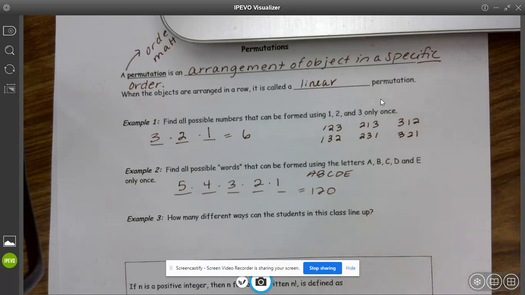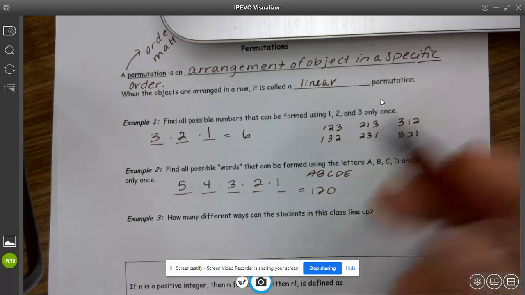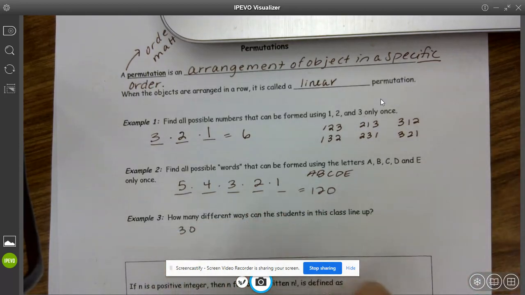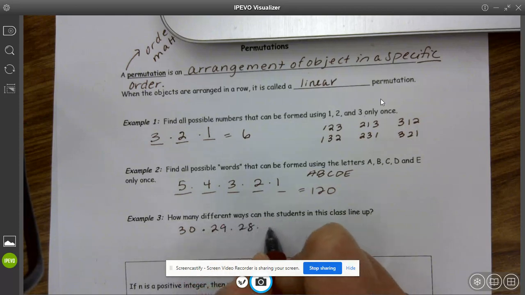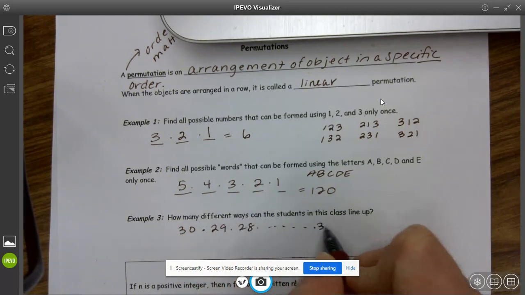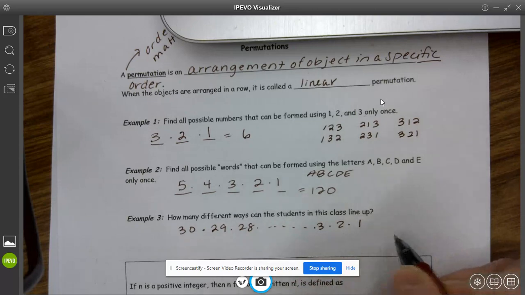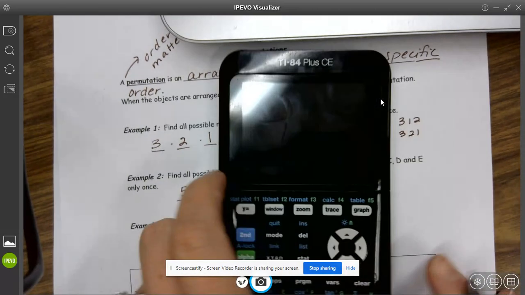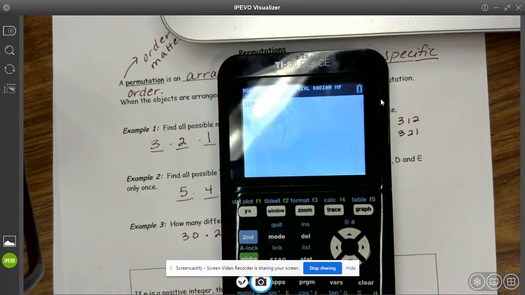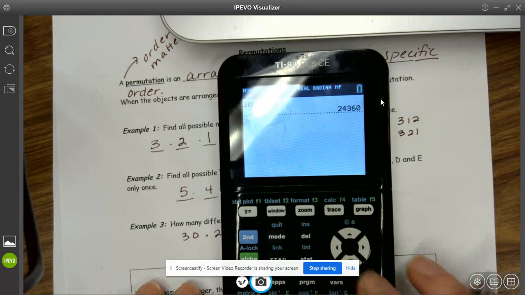It says, how many different ways can the students line up in class? Well, the order matters. Think about first grade. If you were the line leader, that was a big deal. So order mattered. Say we have 30 students. I choose a student. Now I have 29 options, and then 28, all the way down to 3, and then 2, and then 1. You could type this in your calculator, 30 times 29 times 28 times, and keep going and going.